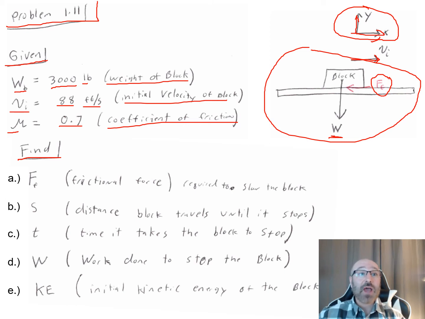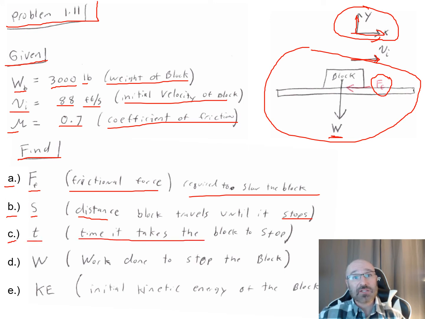Now, there are 5 different things in this problem that they need us to solve for. In part A, we're going to solve for F sub F, or my frictional force required to slow the block. In part B, I'm going to solve for S, which is the distance the block travels until it stops. In C, I'm looking for T, which is the time it takes for the block to stop. In part D, I'm looking for W, or the work done to stop the block. And in part E, I'm looking for my KE, or my initial kinetic energy of the block.